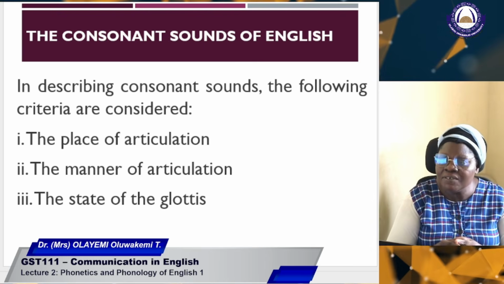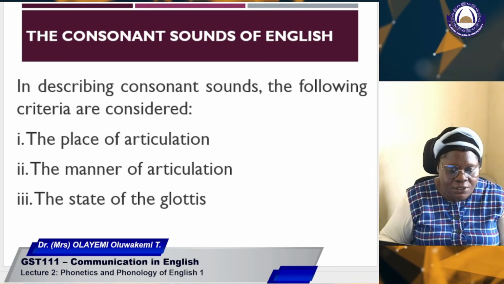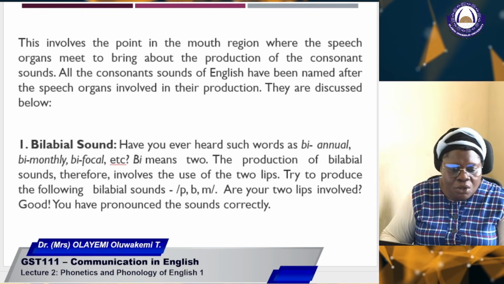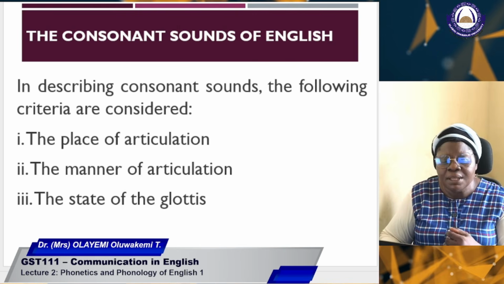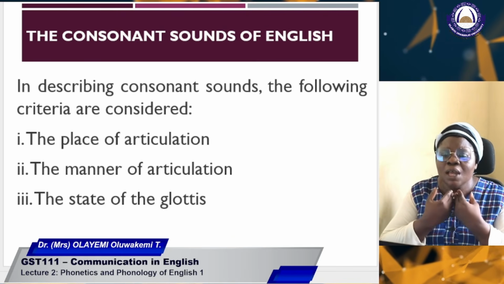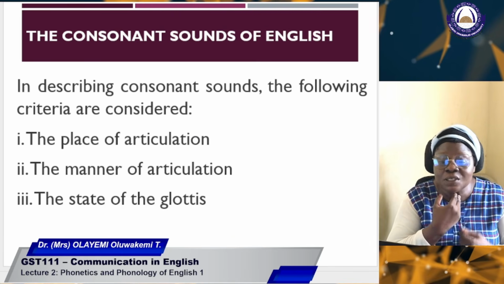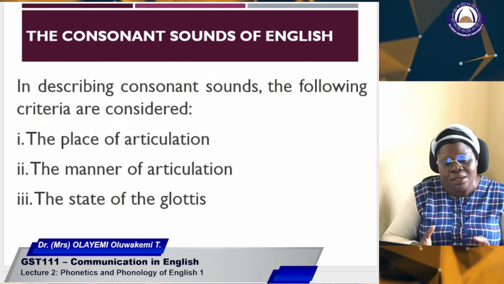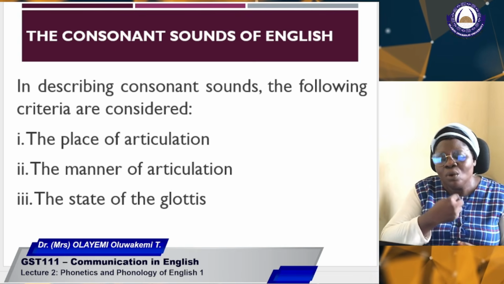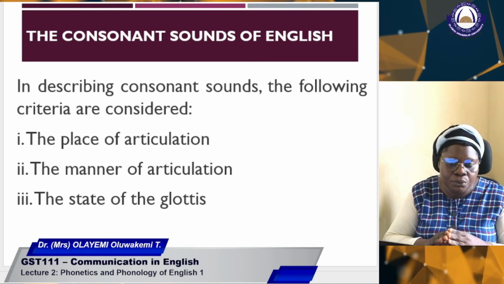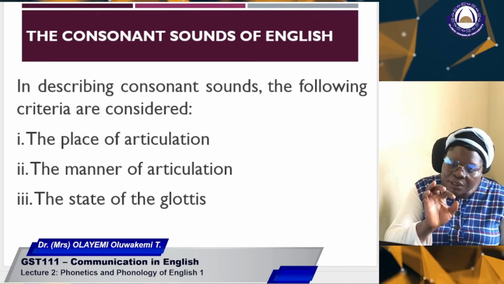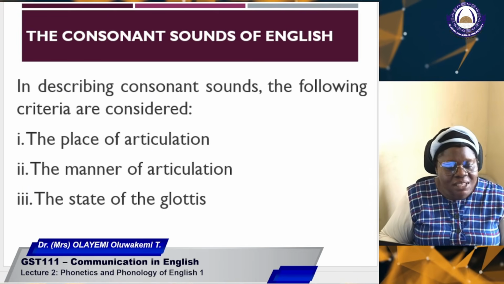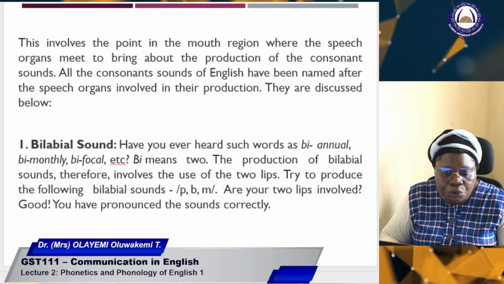Then number three, we have the state of the glottis. Now, talking about the state of the glottis, what is the state of the glottis? I told you earlier on that the glottis is the space between the vocal cords. So we need to also consider whether the glottis is wide or narrow, so that whatever is the state of the glottis, that will also determine the type of sound that is produced.